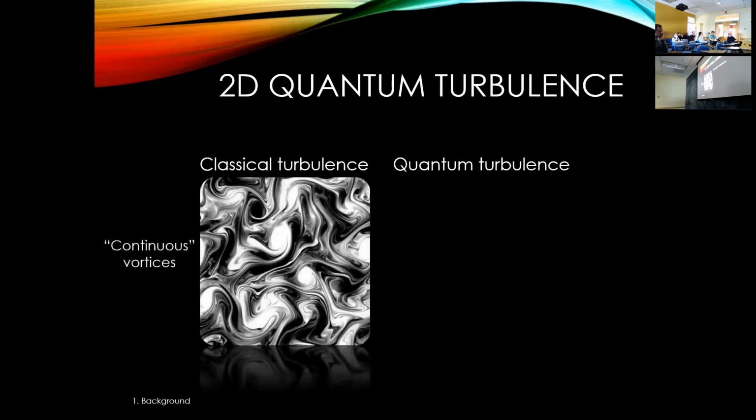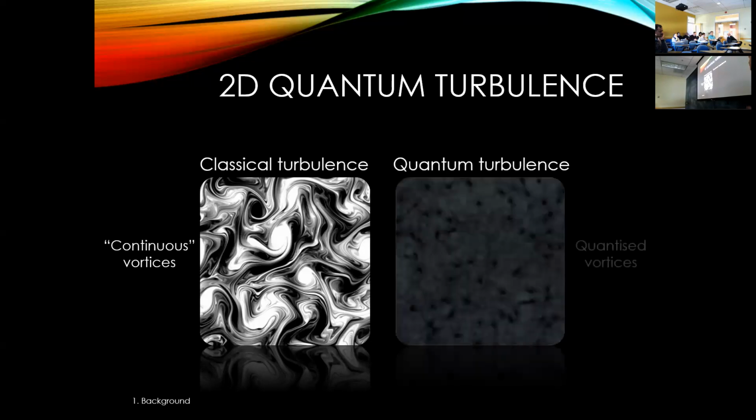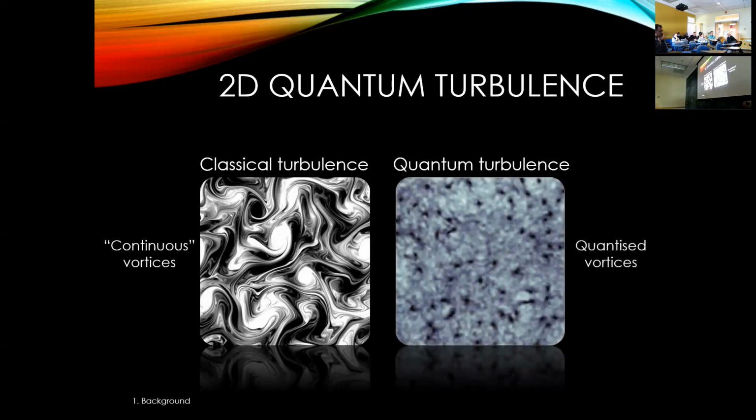In 2 dimensions, classical turbulence might look something like this. Here we just have this complicated swirling motion of some fluid. The black and white blobs you see are vortices, where the fluid's swirling either clockwise or anti-clockwise quite strongly. But the vortices that make up this turbulence are continuous in the sense that they can be any size or shape and any circulation strength. So they're complicated objects, and they're not really well defined. It's pretty clear that something like this is a vortex, but it's not really clear whether this or this is a vortex. By contrast, quantum turbulence in 2 dimensions looks something like this.